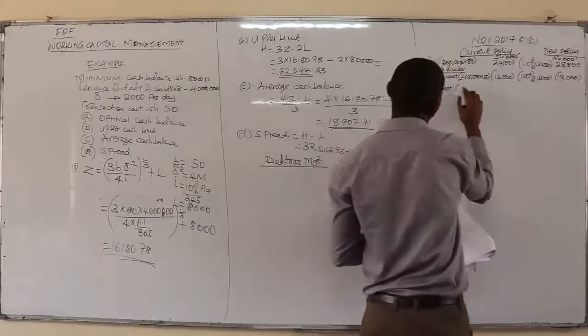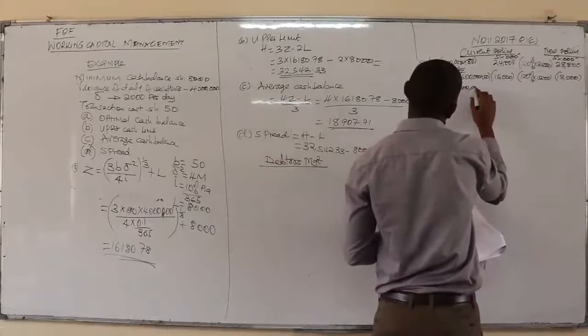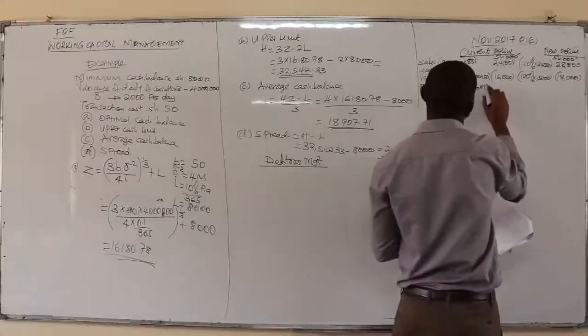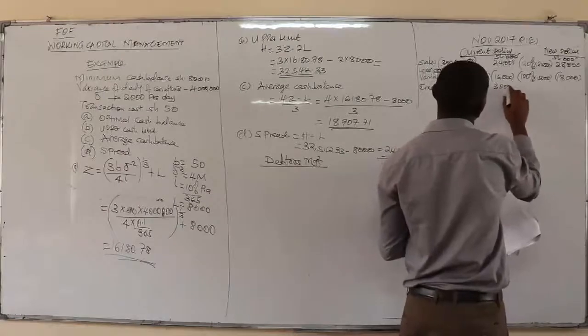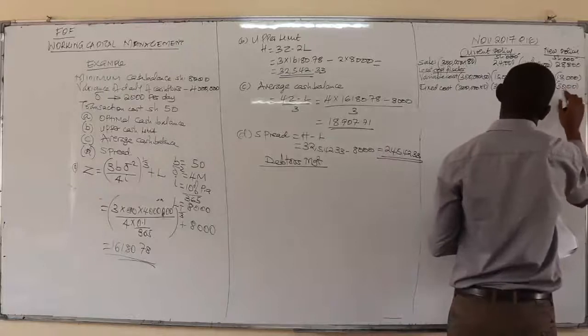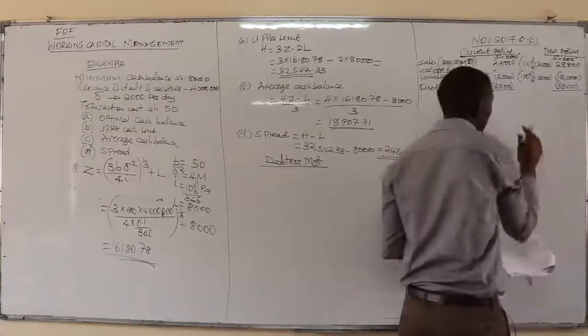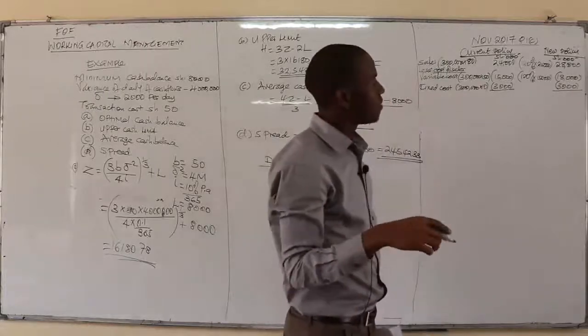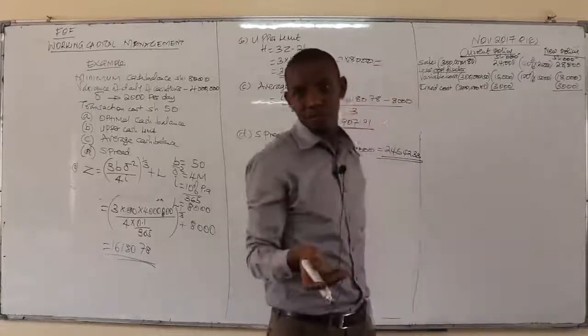So fixed cost will just be 300,000. You multiply by how many units? 10 units, which in that case will be how much? 3,000 and also 3,000, which in that case it will not change. Are we together? Fixed cost remaining is the same all through.